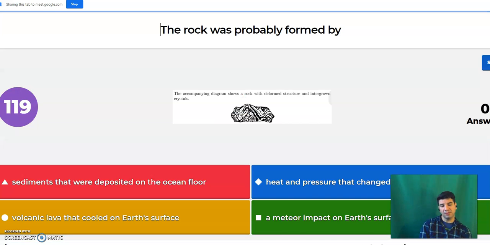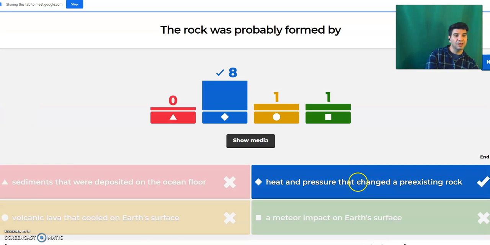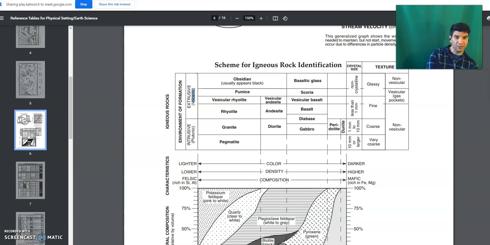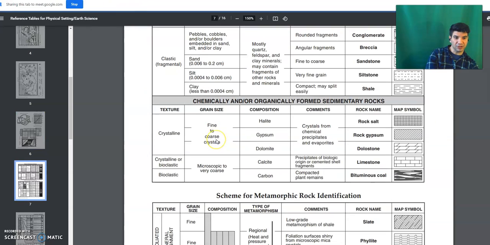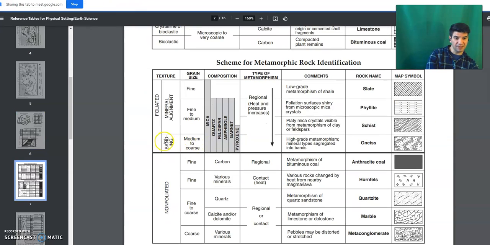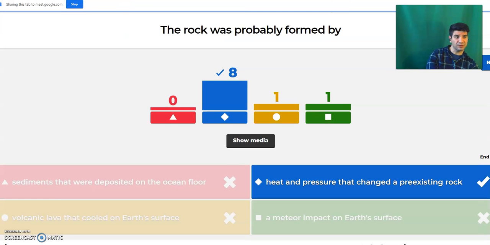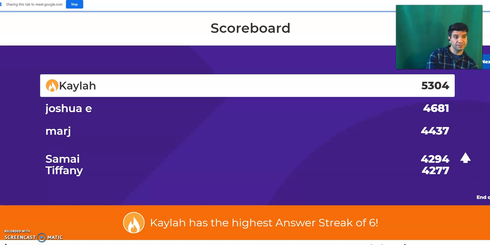This rock was probably formed by what? So if you take a close look at it, it says the accompanying diagram shows a rock with deformed structure, intergrown crystals, and it's definitely got black and white banding. Heat and pressure changed a pre-existing rock. Awesome. So if it ever says banding, you're just going to go to ESRT page 7, banding. It's got to be gneiss. So at least you are able to identify the rock type, the rock name.